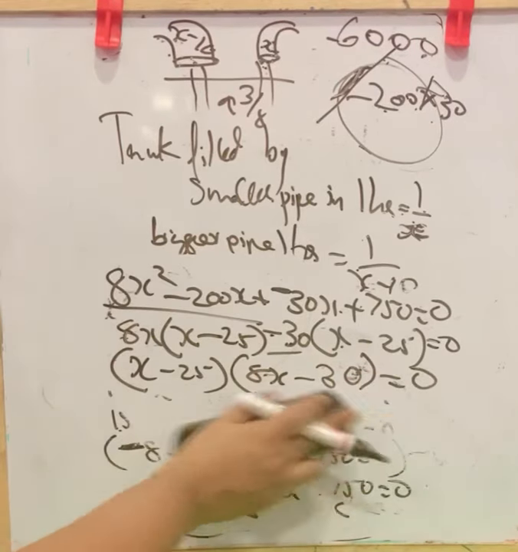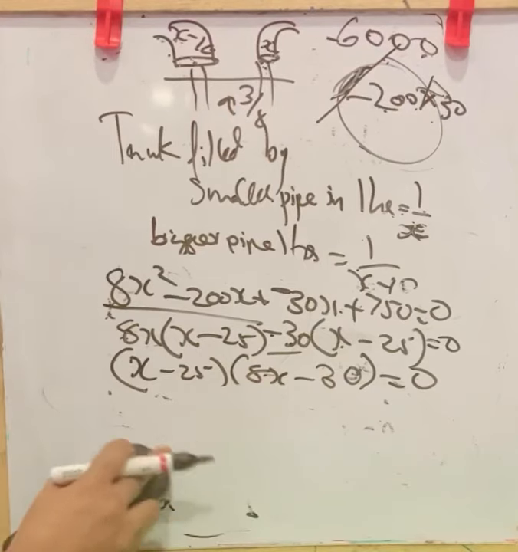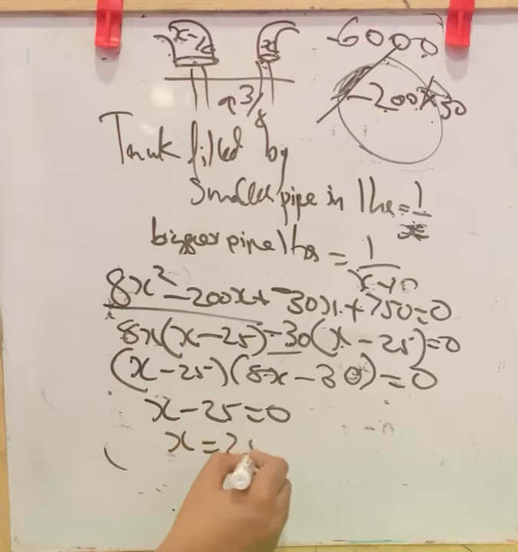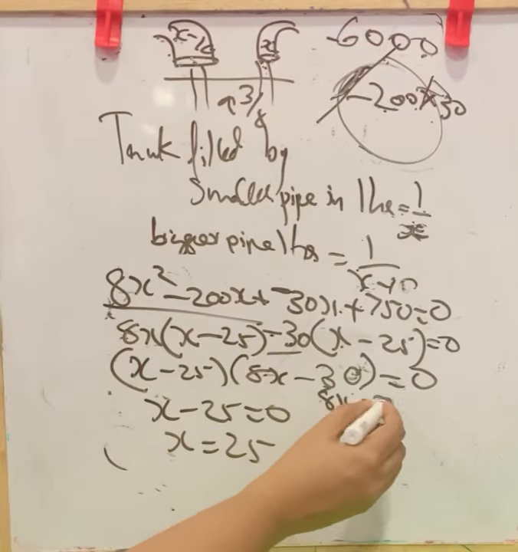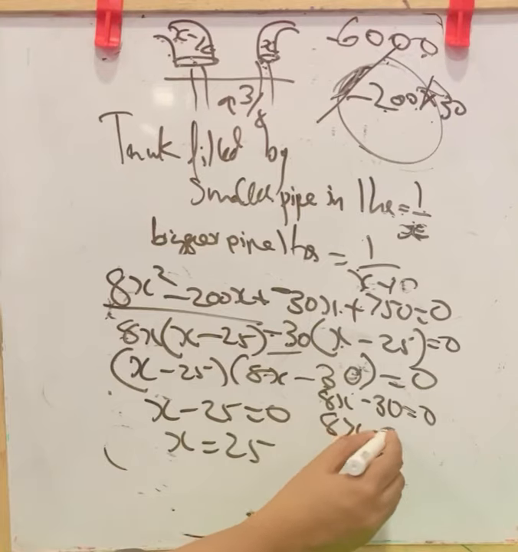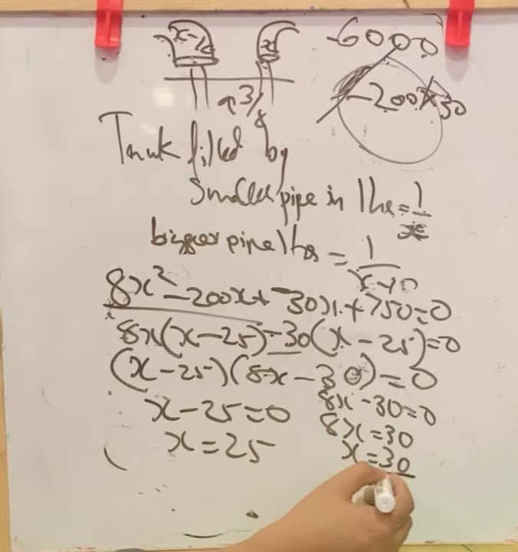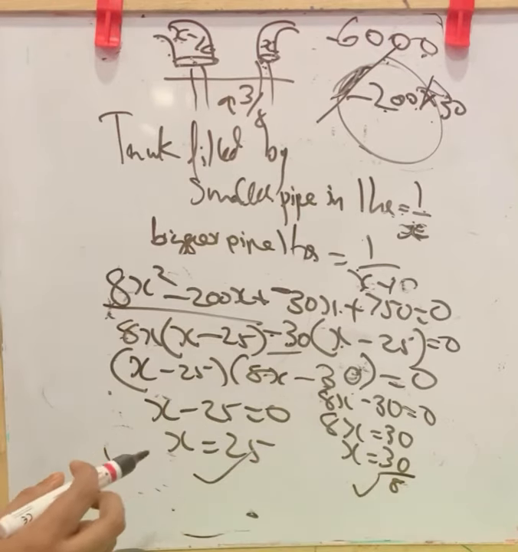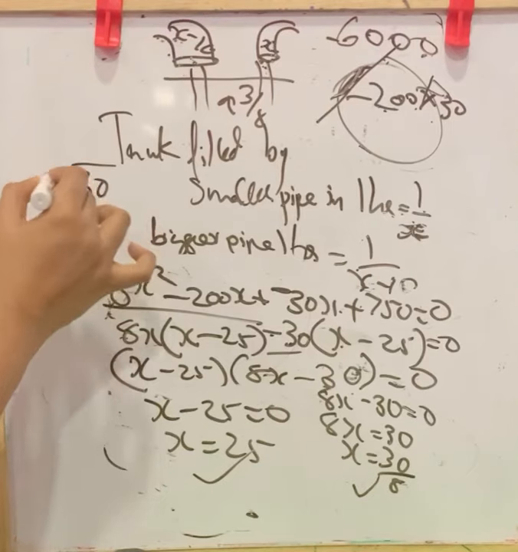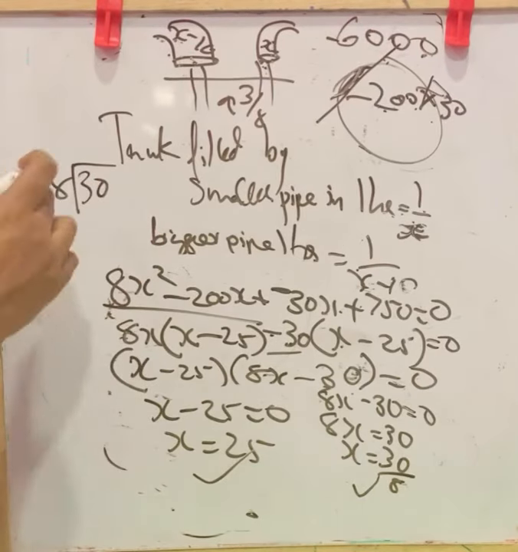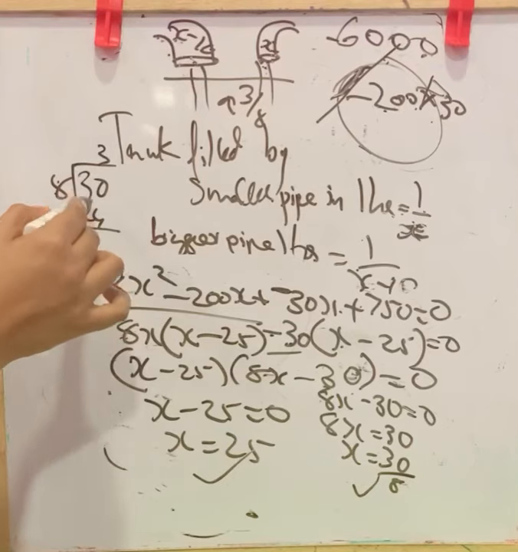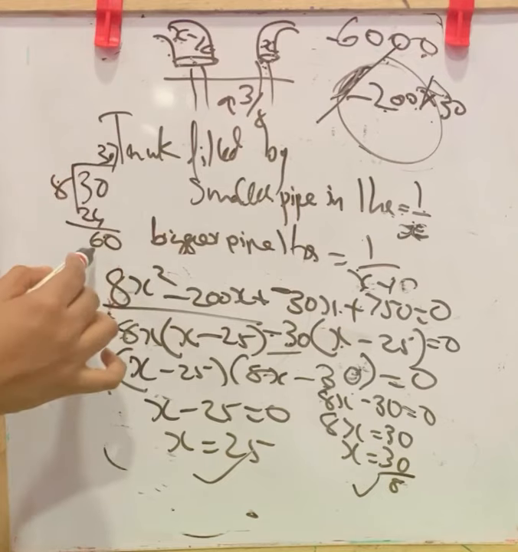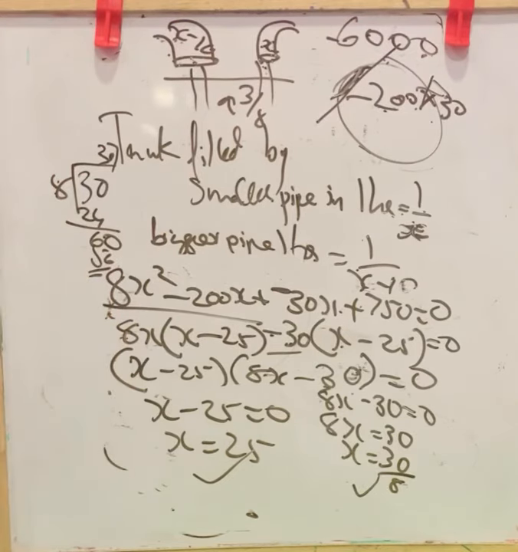Now equate each bracket to 0 to get the value of x. That is x minus 25 equal to 0, x is equal to positive 25. Here 8x minus 30 equal to 0, that is 8x equal to plus 30, x is equal to 30 divided by 8. Now the values are 25 and 30 by 8. Converting 30 divided by 8 to decimal, 8 3s are 24, balance is 6. Here we put decimal, this becomes 60. Like that we will get 3.7.